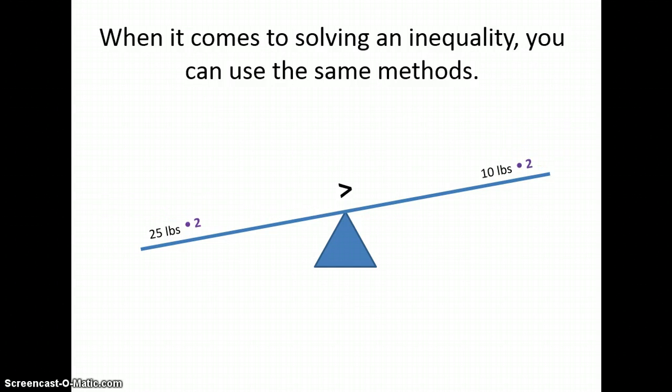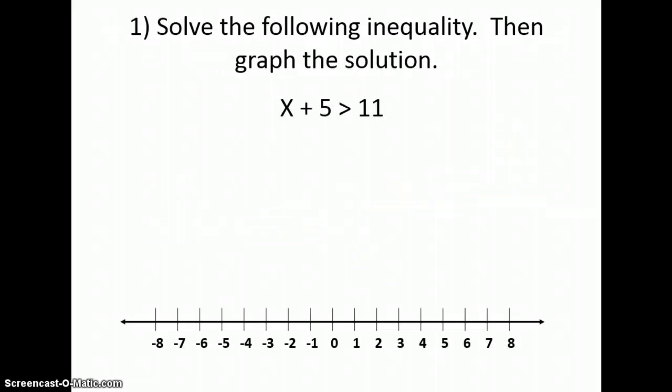You can multiply both sides by the same number. 25 times 2 would give me 50 pounds on the left, and 10 times 2 would give me 20 pounds on the right, so the left side's still greater than the right side. And by dividing: 25 divided by 5 is 5 versus 10 divided by 5, which is 2, and so the left side is still greater than the right side. So all those methods we've been talking about with solving equations still apply when we're solving inequalities. There is one little difference, however.